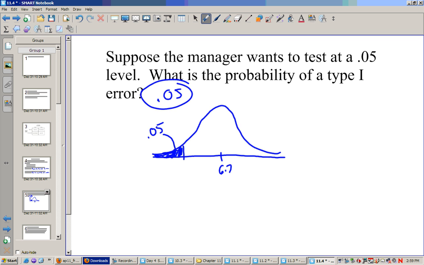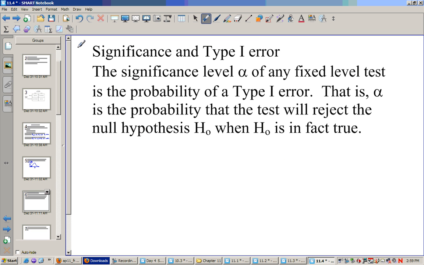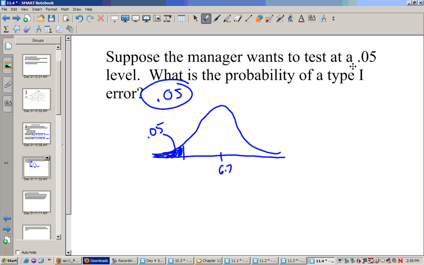0.05. So significance and type 1 error: the significance level alpha of any fixed level test is the probability of a type 1 error. That is, alpha is the probability that the test will reject the null hypothesis when the null hypothesis is actually true. So if you see this, we had a 0.05 test. The probability of a type 1 error is 0.05.